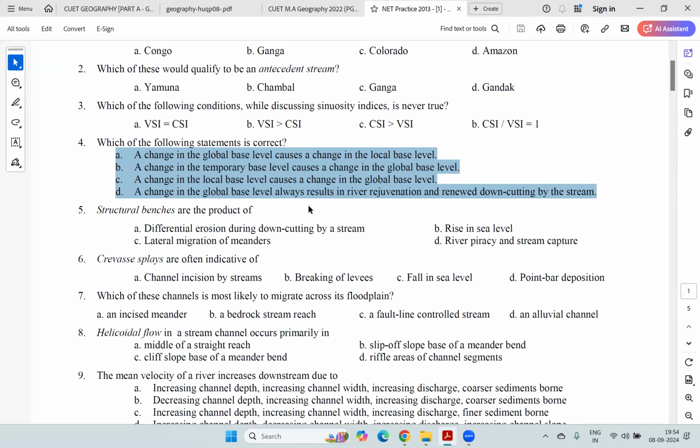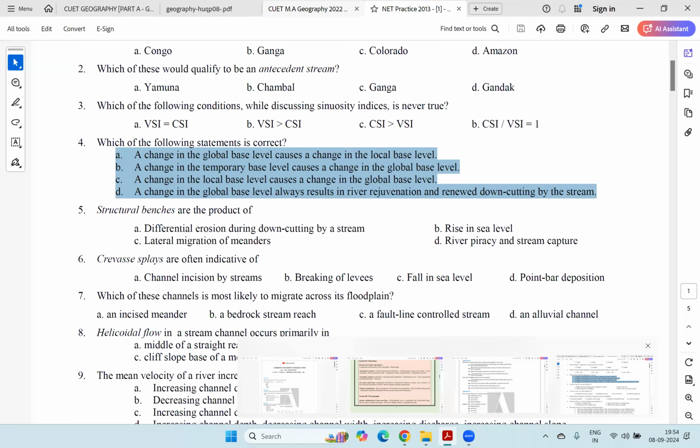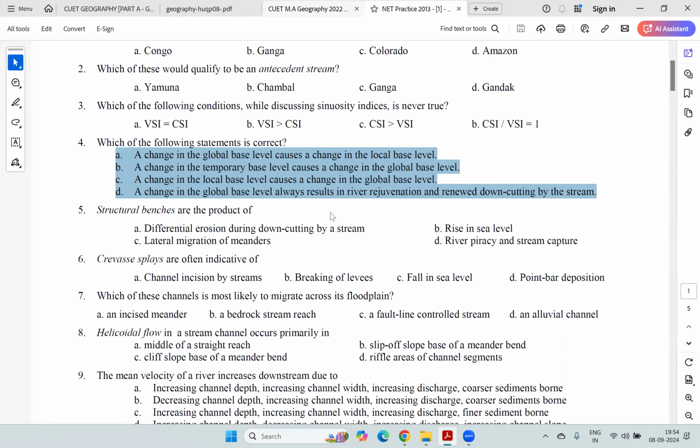Then what are structural benches? Structural benches কিভাবে তৈরি হয়? A, B, C, or D? Differential erosion and downcutting, rise in sea level, river piracy, meander migration, lateral meander migration. কোনটা? Any idea? Structural bench কিসে তৈরি হয়? No, 5A is correct. Good. 5A is correct. 5A is differential erosion, right? That is what causes this downcutting.